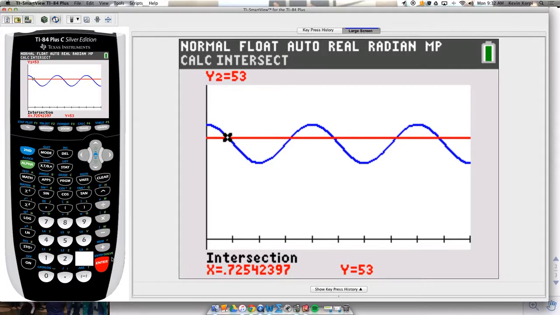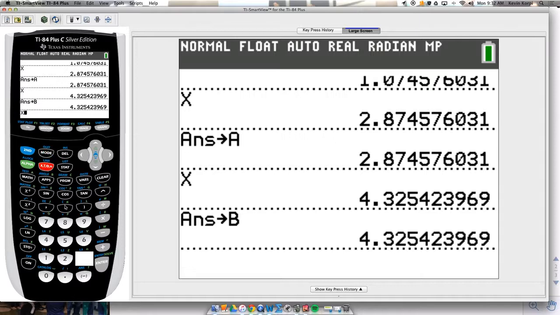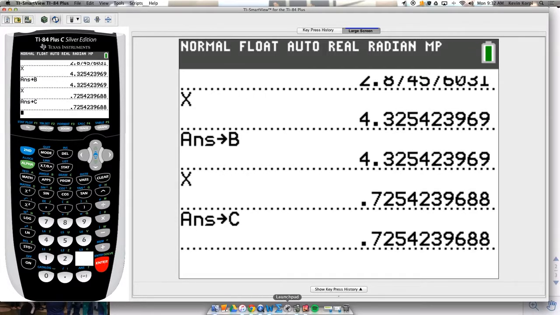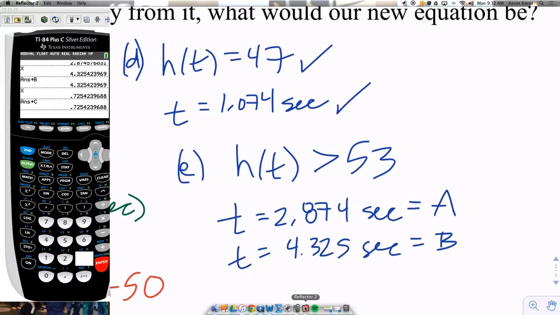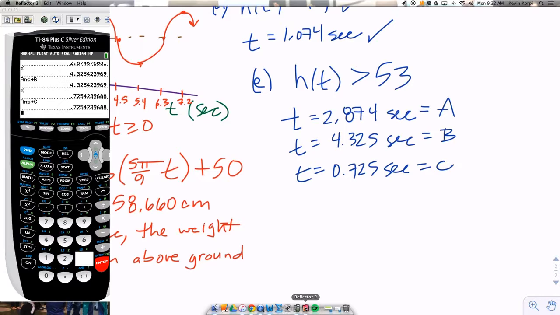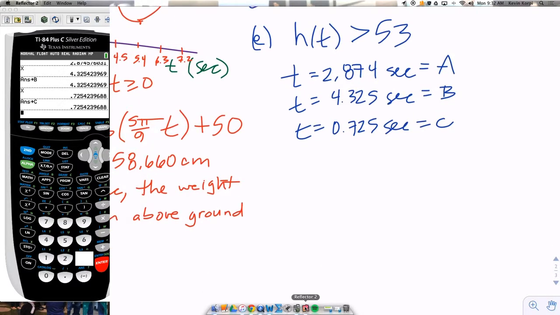And we get 0.725. So one last time, go to the home screen, second mode. You hit X, enter, you see it. I like to see it before I save it. So once I hit X, enter, then I just hit store, alpha. What comes next in my storing letters? Alpha C. Hit enter. On my paper, I need to show that. T equals 0.725 seconds equals C. And now I'll show what I'm doing with those values.